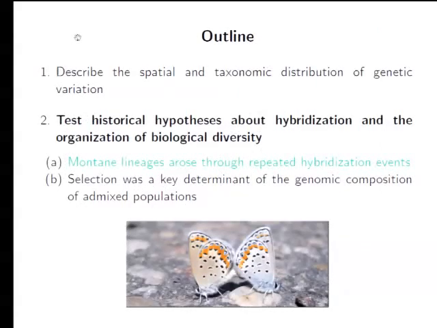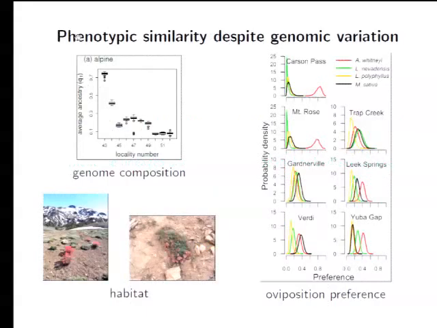So I hope that convinces you that these montane lineages are indeed the product of admixture, and that there have been multiple bouts of admixture giving you these different genome compositions. The next thing I want to test is whether selection was a major driver of those genome compositions, or had very little to do with what we get out the other end.